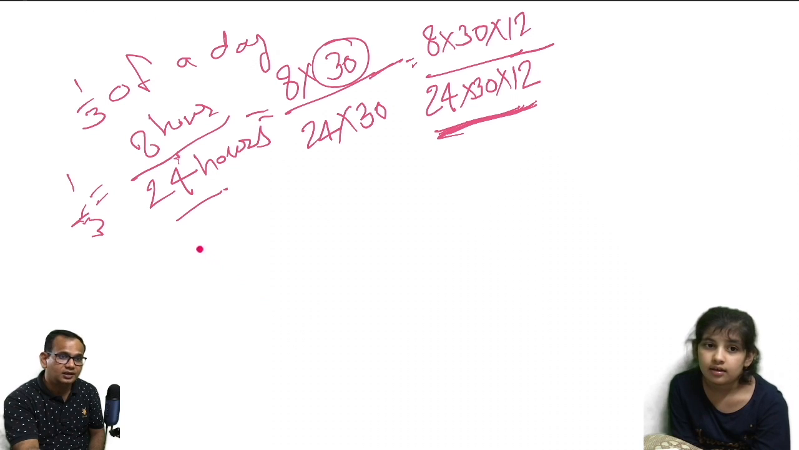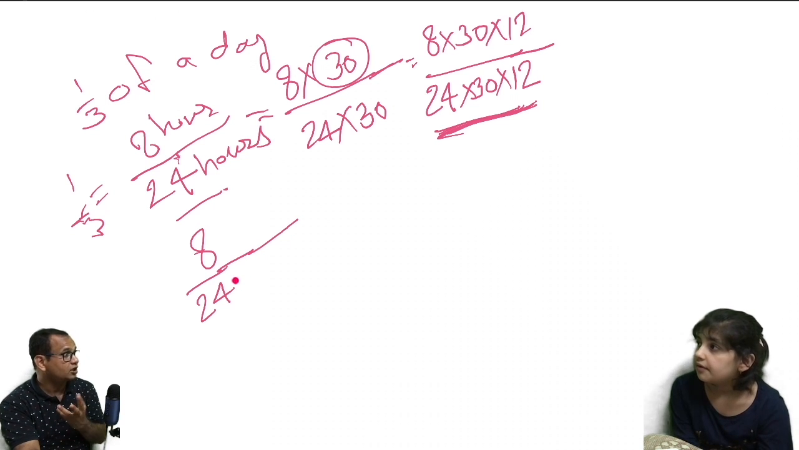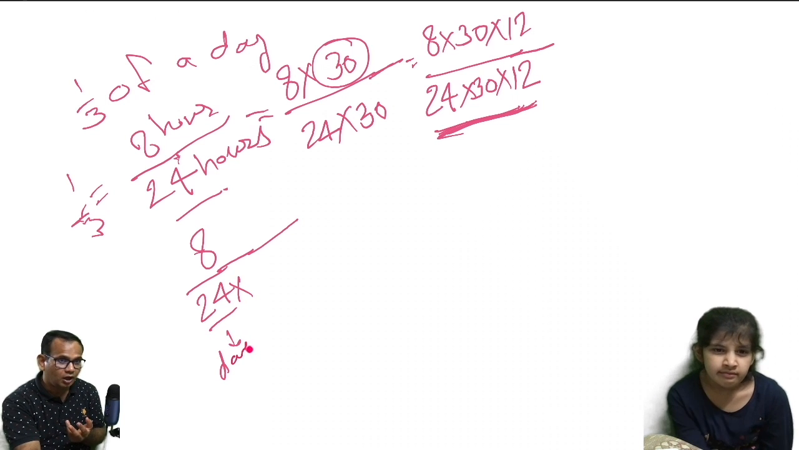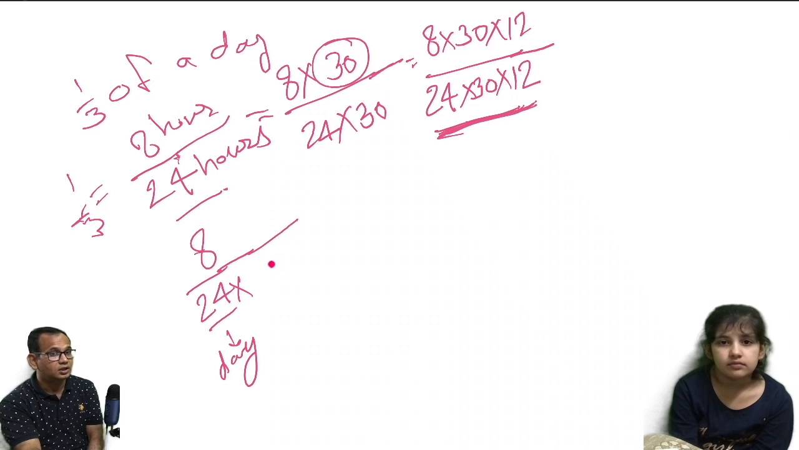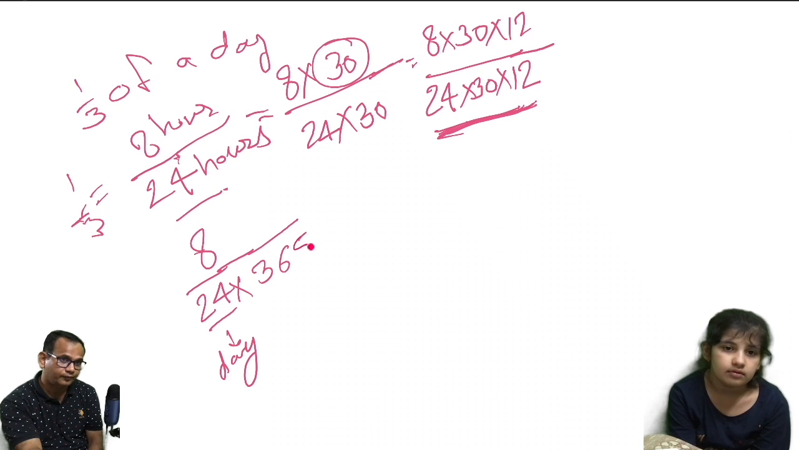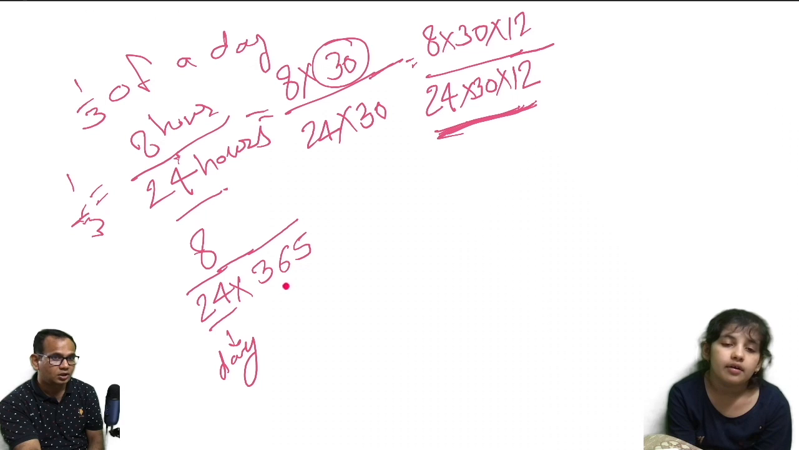I'm telling you now. See, 8 hours they sleep out of 24 hours. Now we have to calculate how many hours there are in a year. This is for one day, and how many days are there in a year? 365. So we have to multiply by 365. 365 days in a year, and in one day 24 hours, so this is the total hours in a year, right?